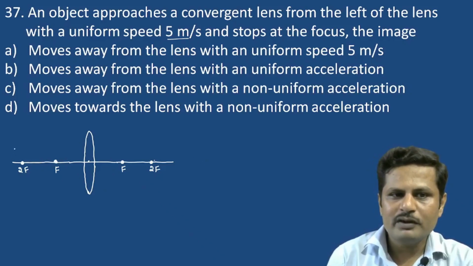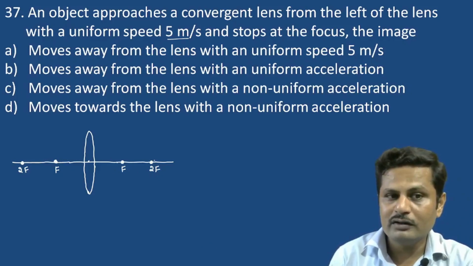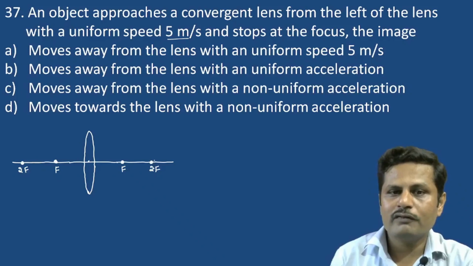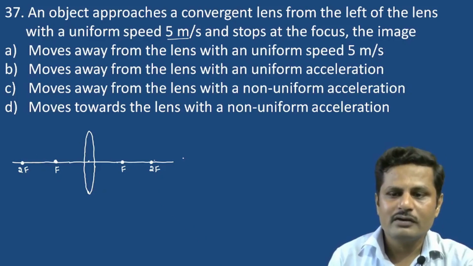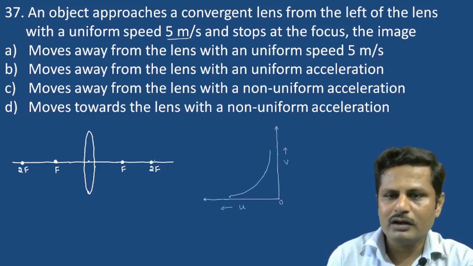That means if I place the object beyond 2f, the image will be formed between f and 2f. If the object is placed at 2f, the image will be formed at 2f. If the object moves between F and f, then the image will be moving behind 2f on the other side of the lens. By this we get one piece of information, that the image is moving away from the lens as the object is approaching the lens. And when we draw the graph between object distance and image distance, we'll get this type of graph. This graph shows the non-uniform variation between object distance and image distance.